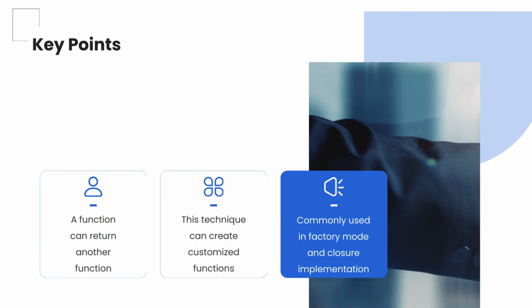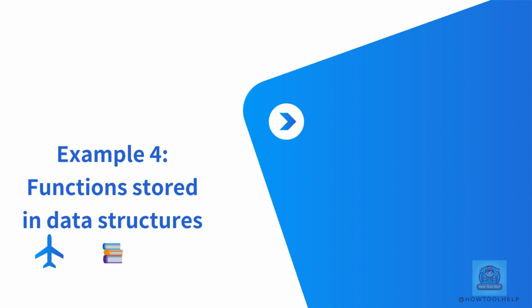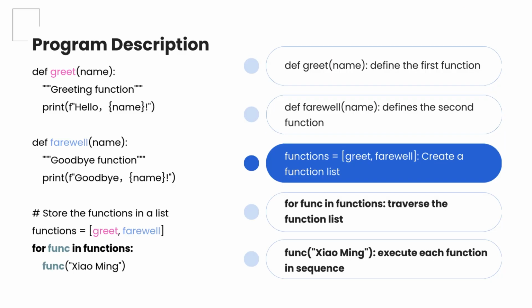Key takeaways. Functions can return other functions. This technique allows for creating customized functions. It is widely used in factory patterns and closures. Example 4. Storing functions in data structures. The final example demonstrates storing functions in data structures like lists or dictionaries.